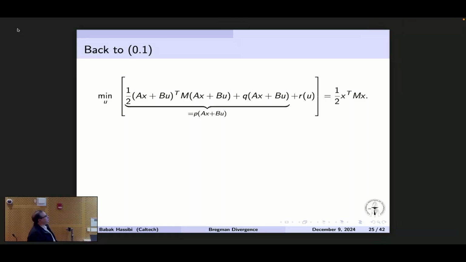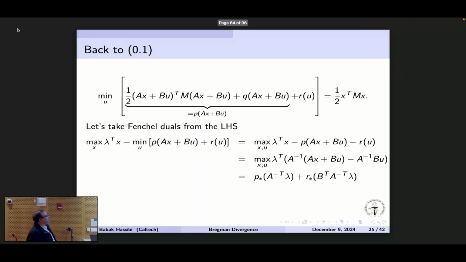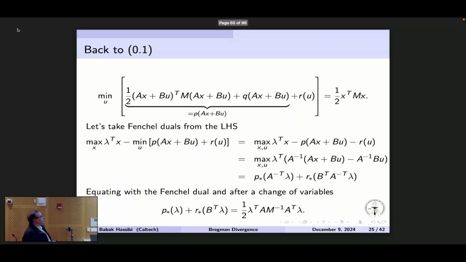So if I go back to this equation, this was the equation we wanted to solve. I'll skip. If I go and I take Fenchel duals from both sides, you will end up with this equation here. So this is very nice. It says the Fenchel dual of this P plus the Fenchel dual of the R has to be a quadratic. And so we usually solve these equations in the dual domain. So if I choose one of these guys, the other one is clear. It's just a quadratic minus the other. That's how we will be solving these things.